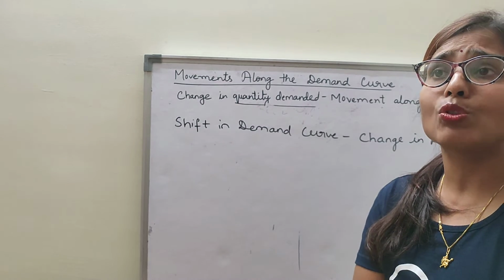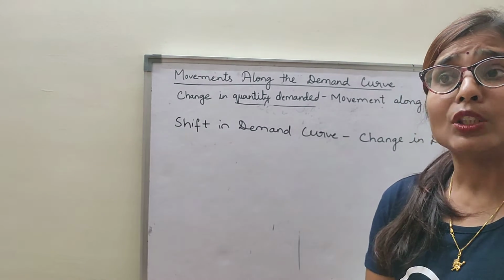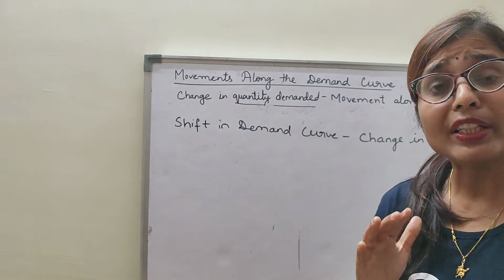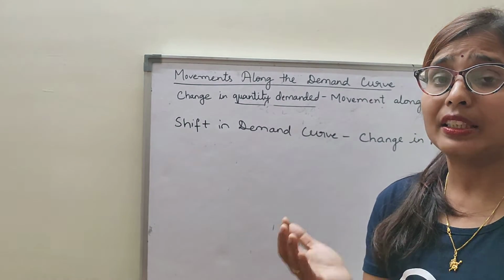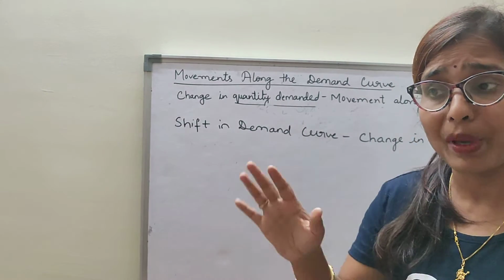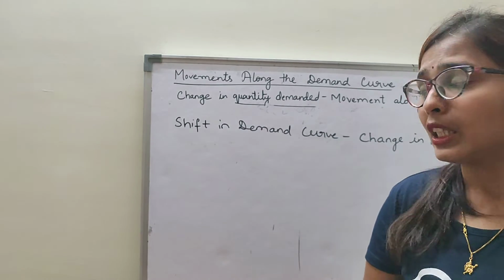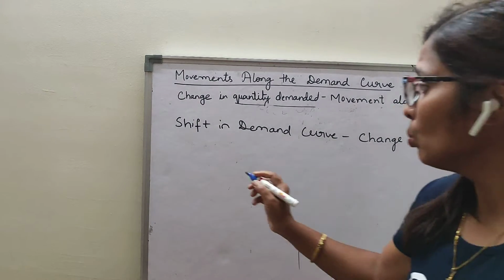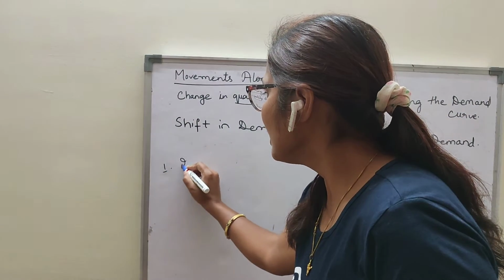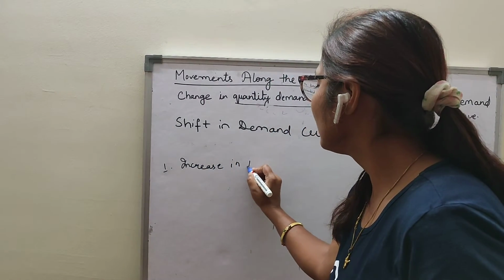Now, the question comes to the mind, why is there change in demand? Change in demand occurs when the quantity purchased either rises or falls due to the other factors, keeping the price constant, is known as change in demand. Now, change in demand is also of two types. First is the increase in demand, that is the forward shift.